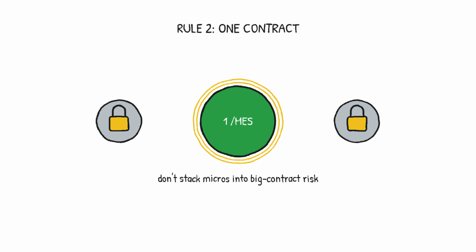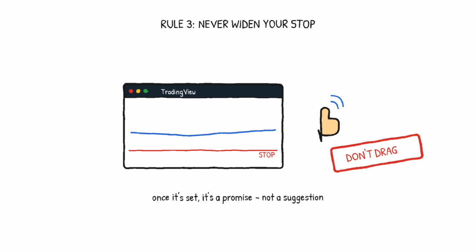Rule 2: trade one contract while you're learning. Do not stack contracts to win money back faster. That's how a micro account suddenly carries big contract risk. 1 MES until you're genuinely consistent.